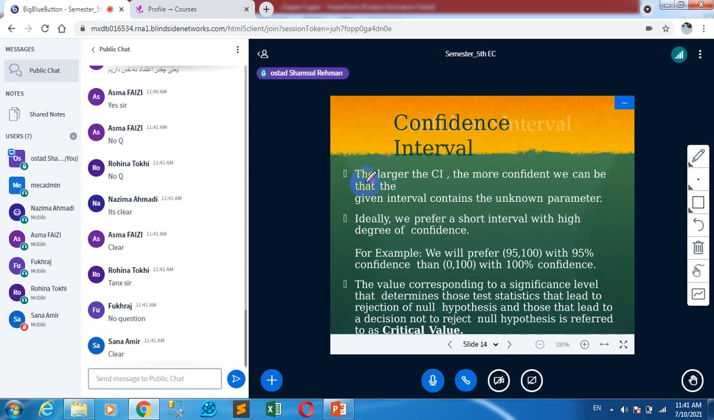Confidence interval. Here again, several properties of the confidence interval are stated. The larger the confidence interval, the more confident we can be that the given interval contains the unknown parameter. Next, ideally we prefer a short interval with high degree of confidence. Look at this, what does it mean?